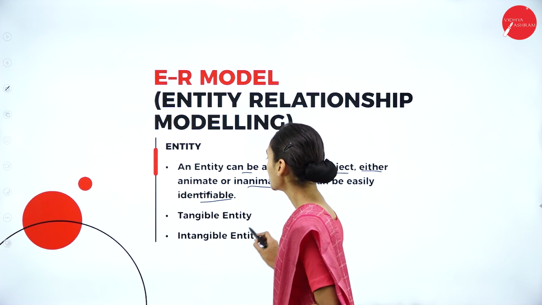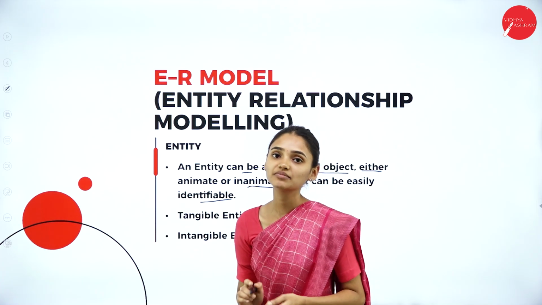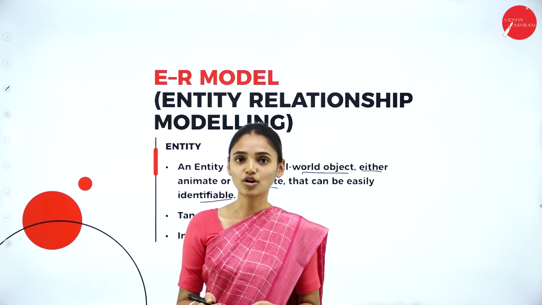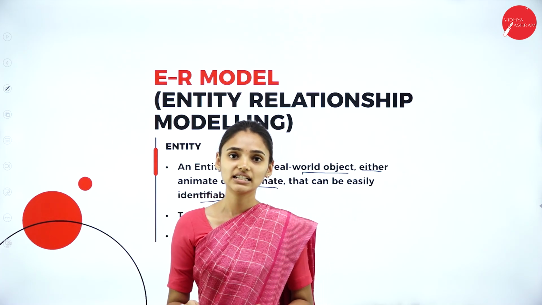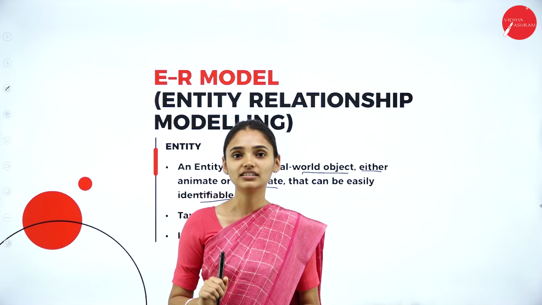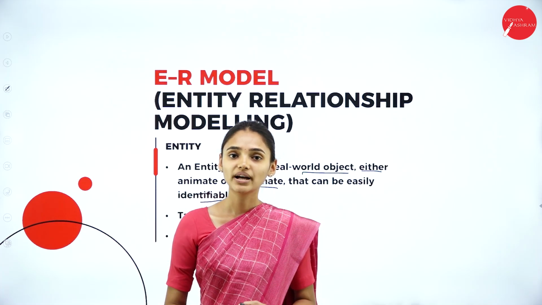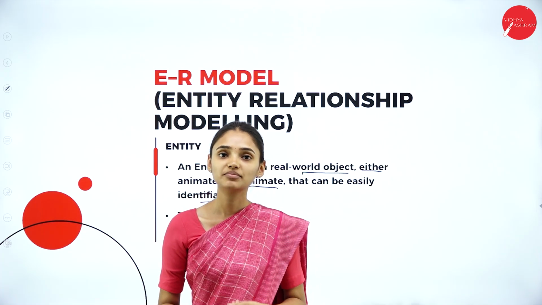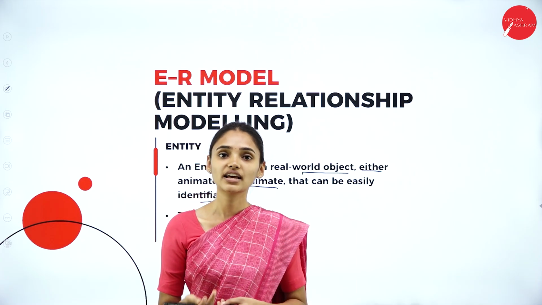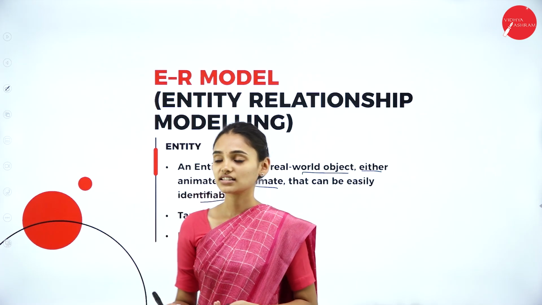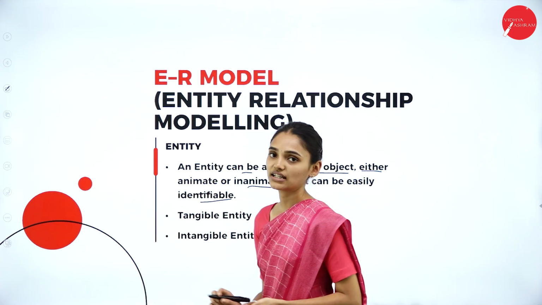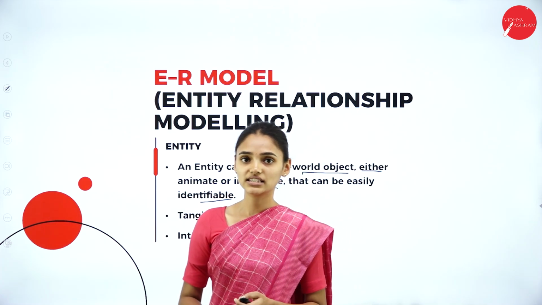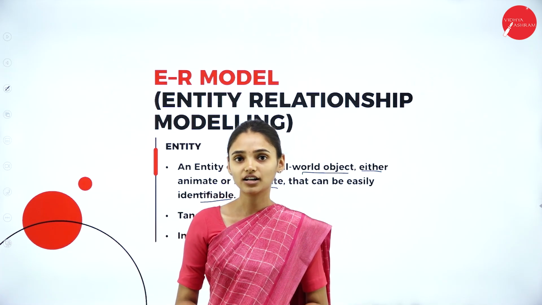In that we have tangible entity. Tangible entity means a real world object or physical existence. Say for example, person. When you take person, it has a name, age, mobile number, address. Next is intangible entity, which has logical existence. Say for example, bank account number.